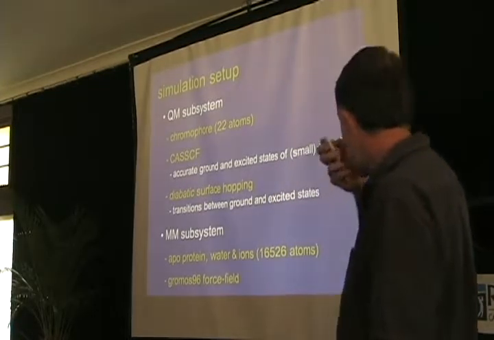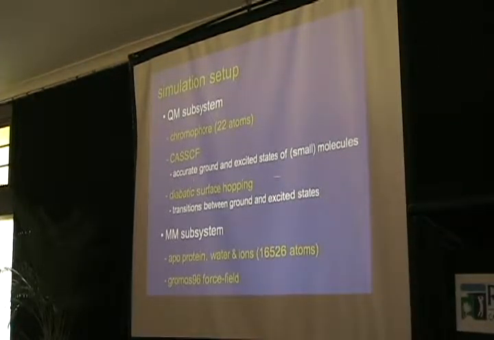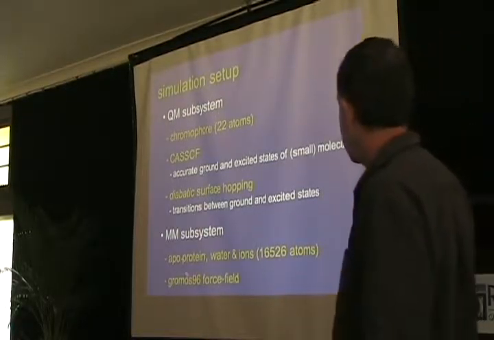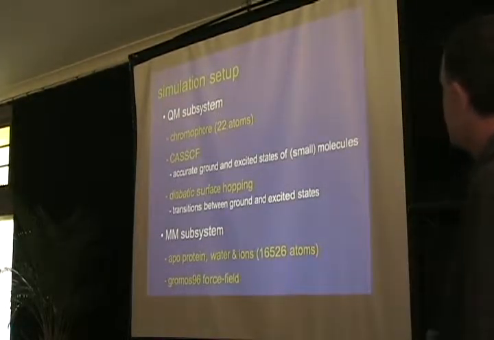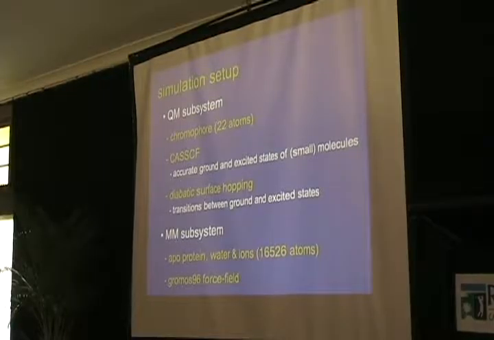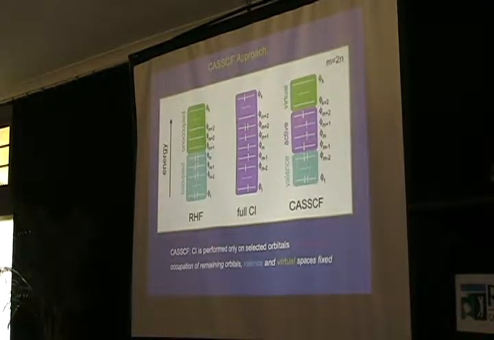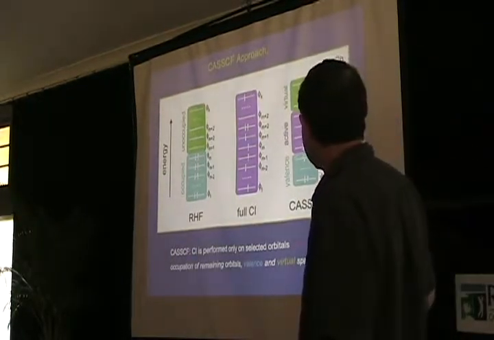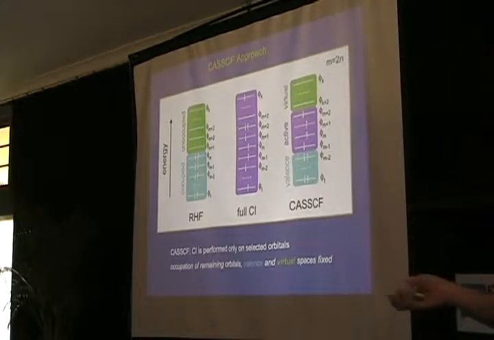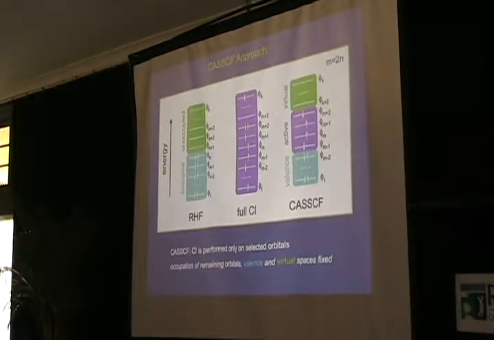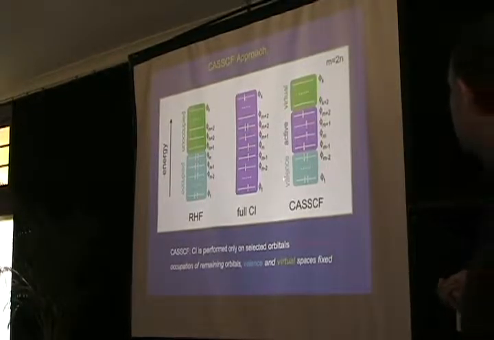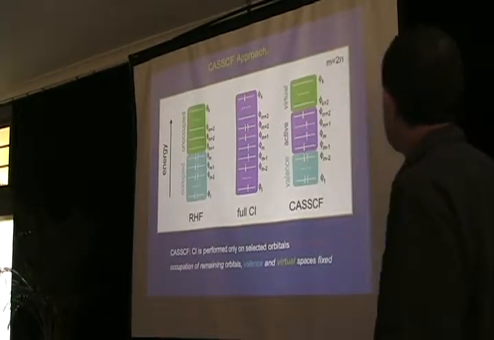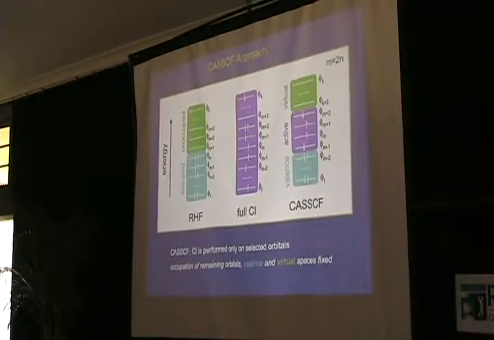We're going to do CAS-CF, and as I say, a diabatic surface hopping algorithm, and we're describing the protein in terms of the GROMOS 96 force field. I know what CAS-CF is, although I think most other people here will too. Basically we're holding the occupation of a range of the orbitals fixed, and there is a range over which we're allowing a full CI calculation.